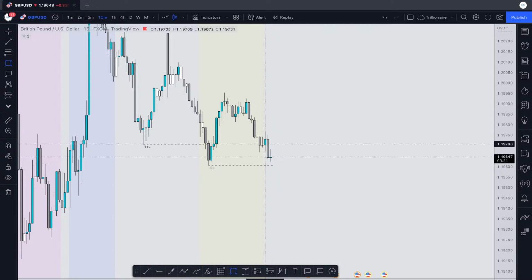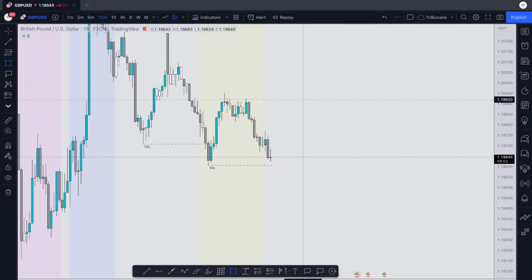I would love to see a little bit of imbalance within this area once we close below this region here, right? If we don't see that imbalance, that's okay, but I would like to see that imbalance. That imbalance is going to be semi-important to me.